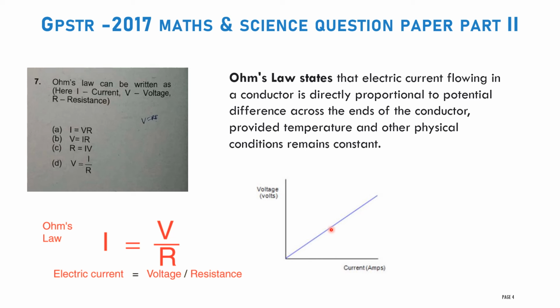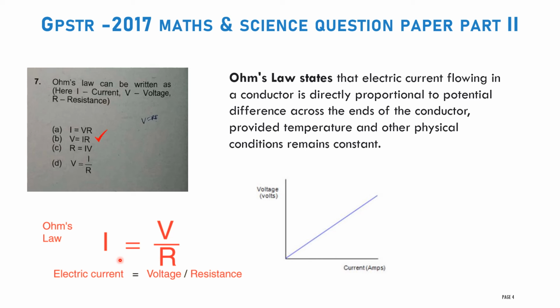One important point, already I mentioned: the current and voltage directly depend upon each other in a current carrying conductor. But here they are given the condition that both temperature and other physical quantities remain constant. Therefore, we can derive this equation: I is equal to V by R. Here R is nothing but resistance. This R we call the proportionality constant. Therefore, the correct answer is V is equal to IR.